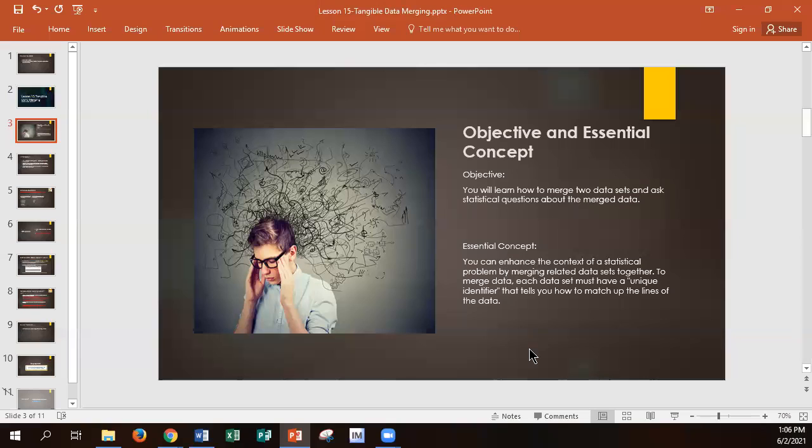Your essential concept is the following. You can enhance the context of a statistical problem by merging related data sets together. To merge data, each data set must have a unique identifier that tells you how to match up the lines of the data. So the goal today is, we want to understand what's going to be the best unique identifier.